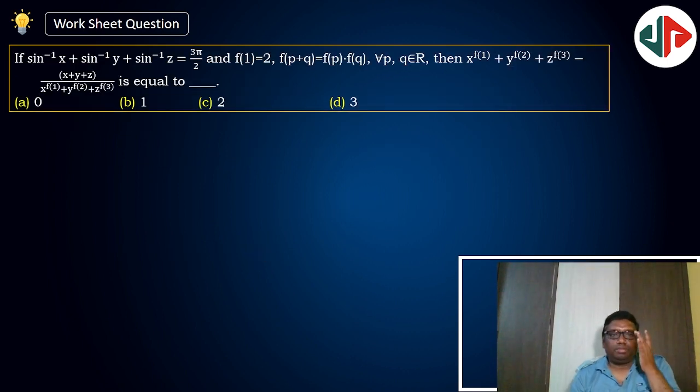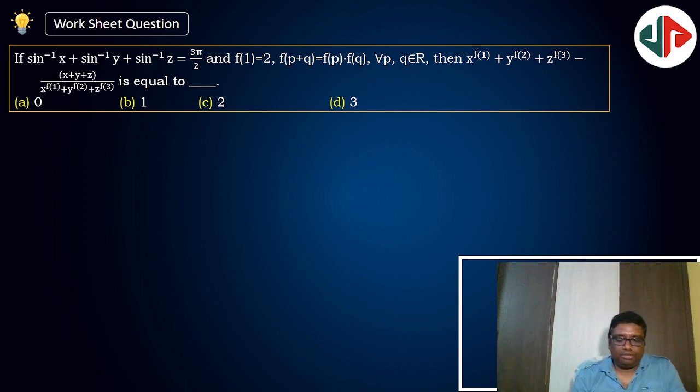So sine inverse of x plus sine inverse of y plus sine inverse of z is equal to 3 pi by 2. Here f of 1 is equal to 2. f of p plus q is equal to f of p into f of q. What are the possible values of x, y, z? That is the question.